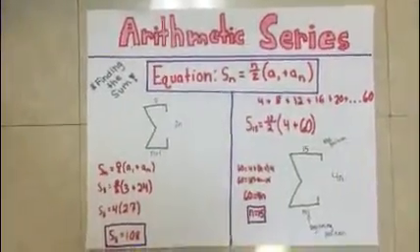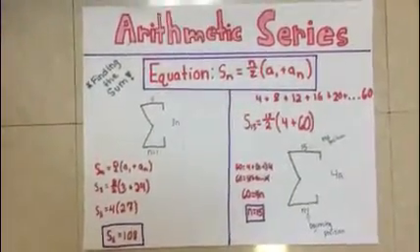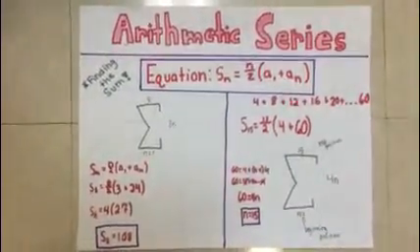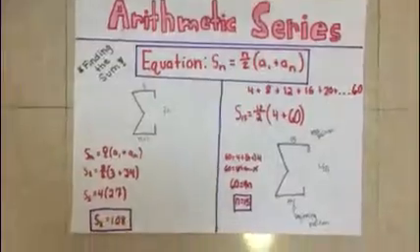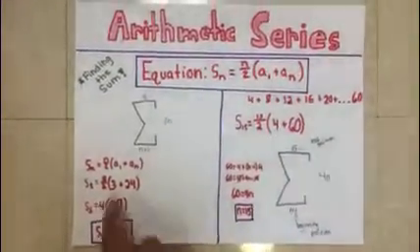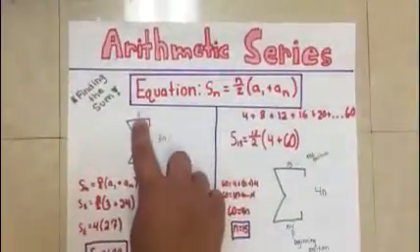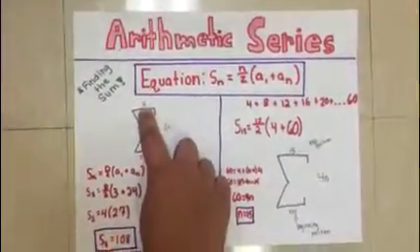Arithmetic series. This is finding the sum. The equation is Sn equals n over 2 times a1 plus an. Given the summation notation form, find the sum. You're trying to find the sum of the first 8 terms. The 8 above the sigma is the ending position.